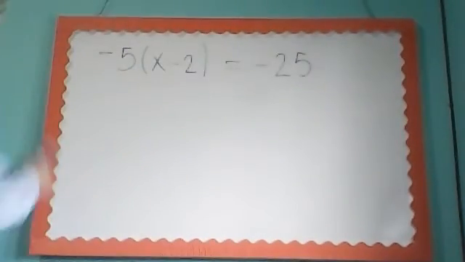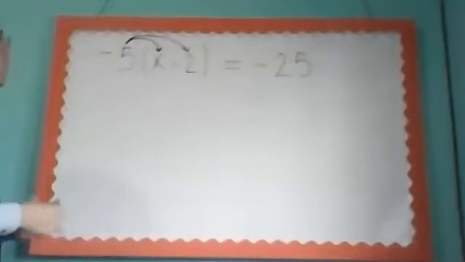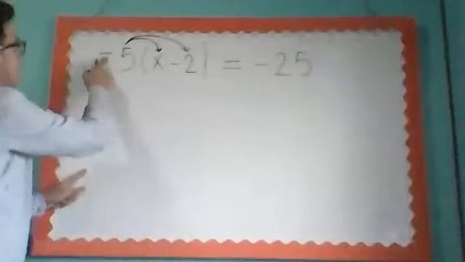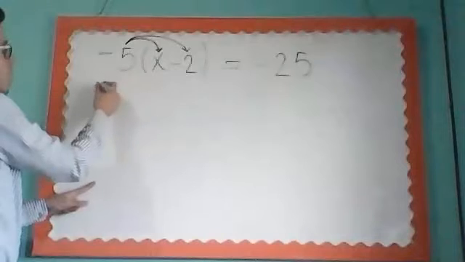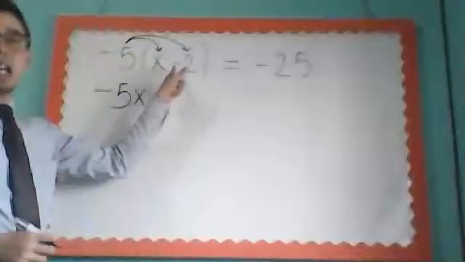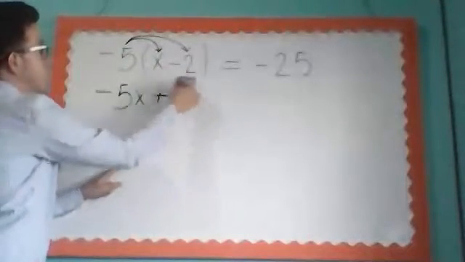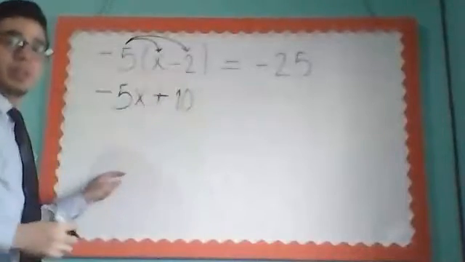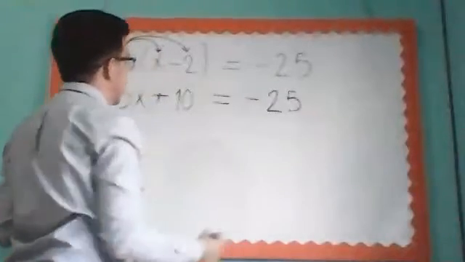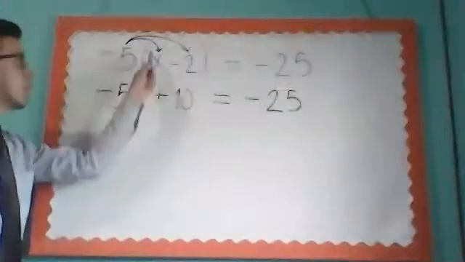The first step I need to do is to multiply the number that is affecting my parentheses. If I solve this part, I have negative 5 times x is negative 5x. Negative 5 times negative 2 is going to be positive 10. Positive because you have negative in here and negative in here. This is equal negative 25. Can you see it? Only one step, we multiply.